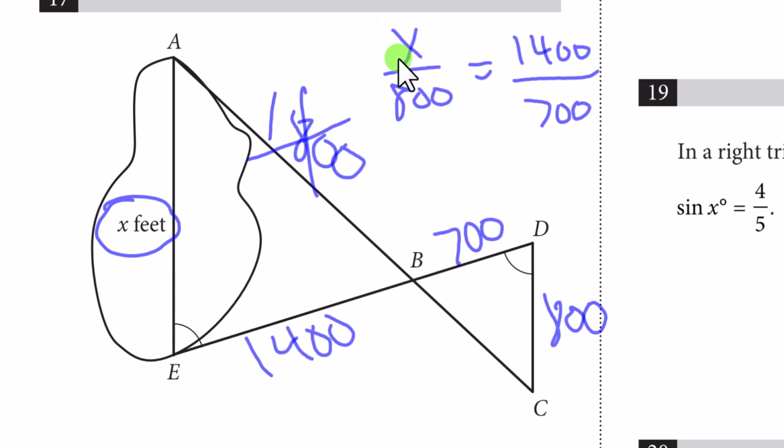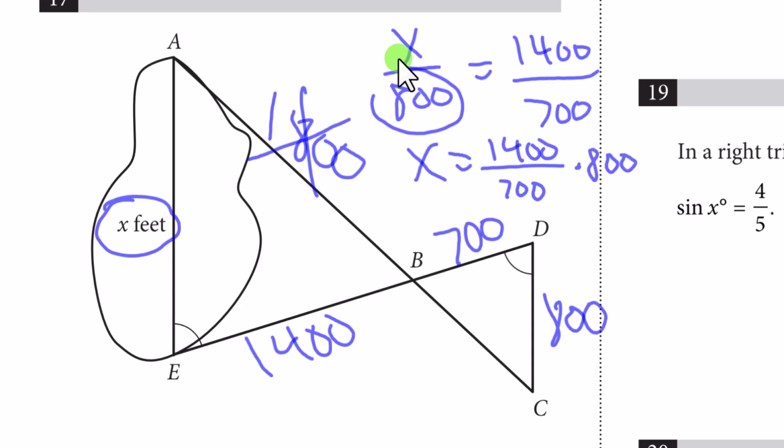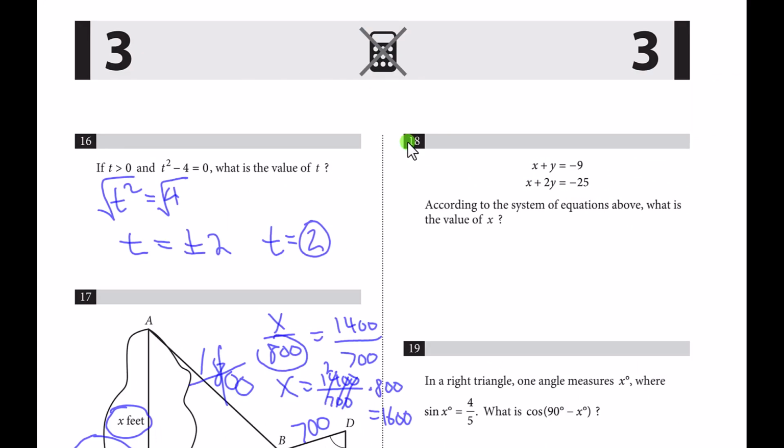You're only going to take the 800 and move it to the other side. So we have x is equal to 1400 over 700 times 800. And again, these cross out, and that turns into a 2. So 2 times 800 equals 1600. And your answer is going to be 1600. So that's the answer to number 17, 1600.